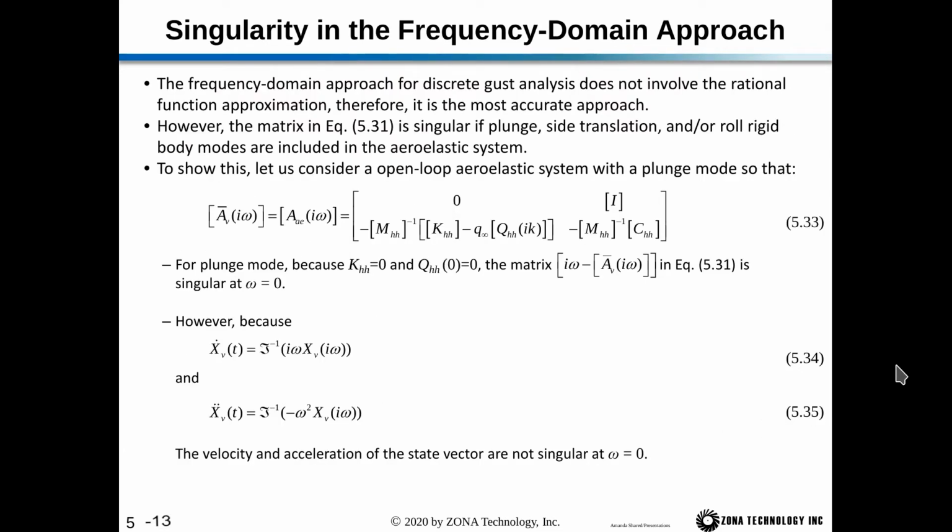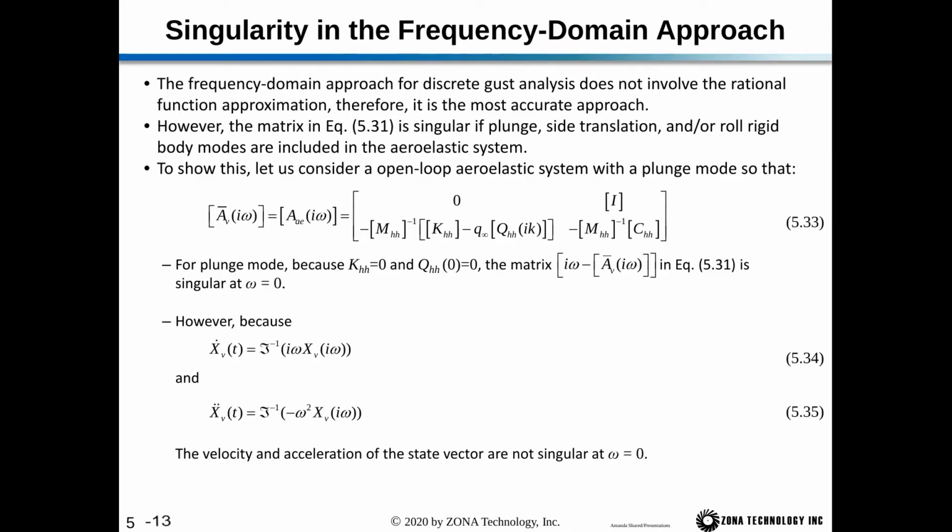Now, there is a singularity in the frequency domain approach, which we need to take a look at. The frequency domain approach for the discrete gust analysis does not involve the rational function approximation. Therefore, it is the most accurate approach. However, the matrix in equation 5.31 is singular if plunge, side translation, and/or the roll rigid body modes are included in the aeroelastic system.